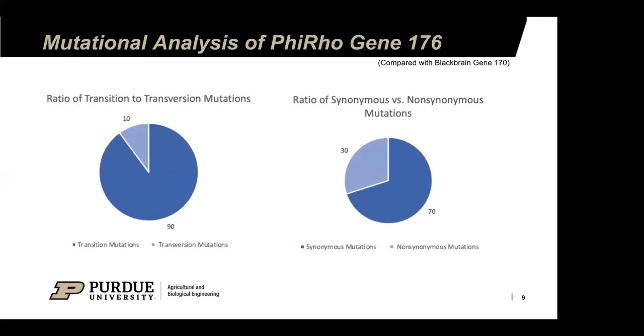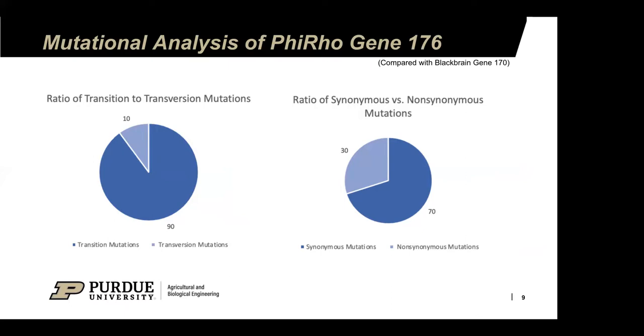Finally, looking at a mutational analysis using Python, we compared the DNA sequences to another gene of another phage. We found there weren't a lot of mutations, only 10 total, but we first looked at the ratio of transition to transversion mutations. Now, DNA sequences are made up of 4 different base pairs or letters, if you think of it that way. Transition mutations are when there's a change within the same family or pair, and a transversion is when there's a switch to a different family. Transition mutations made up about 90%, whereas transversions were only 10%.